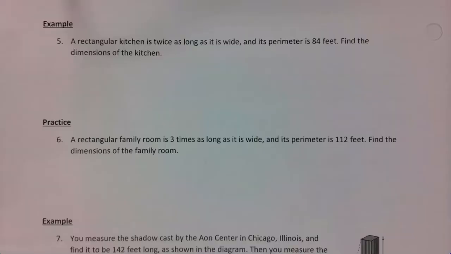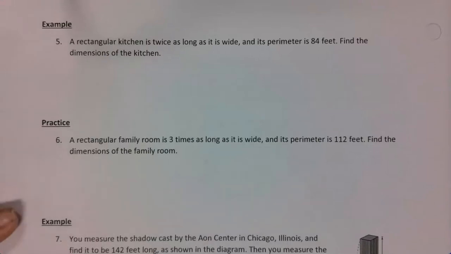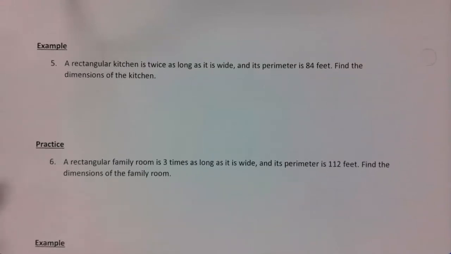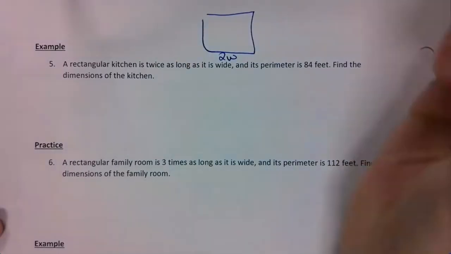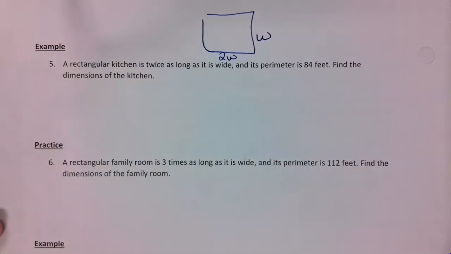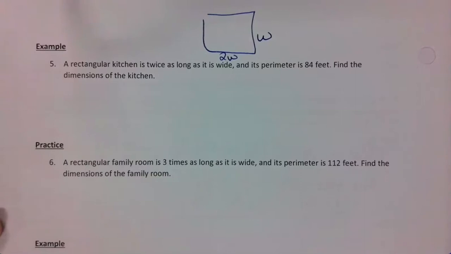Okay, so the next thing on the backside is word problems. This whole chapter is kind of about solving equations. So number 5 tells me a rectangular kitchen is twice as long as it is wide. So I'm going to have my length is 2w, and my width is just w. It wants me to find the perimeter.